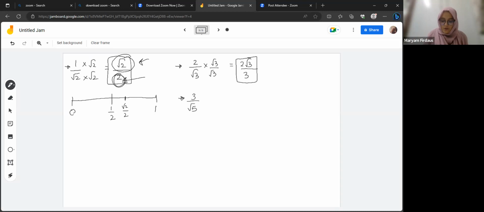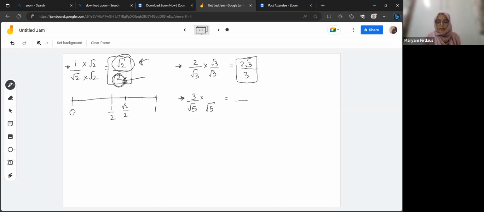How will we rationalize the denominator of 3 by root 5? Now I don't know. Acha, were you listening when we were doing the first two questions? The 1 by root 2 and 2 by root 3? Yes, ma'am, but I didn't understand. See, the question is, what should we multiply it with so that the denominator comes out to be a rational number? How will it become a rational number? It will become a rational number only if you multiply it with root 5.